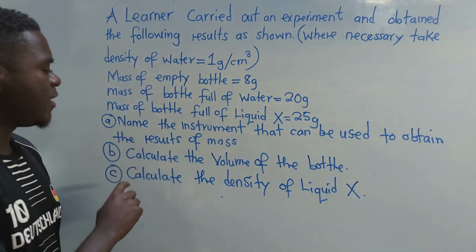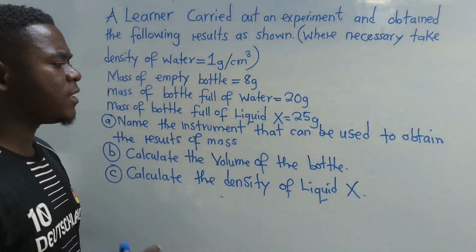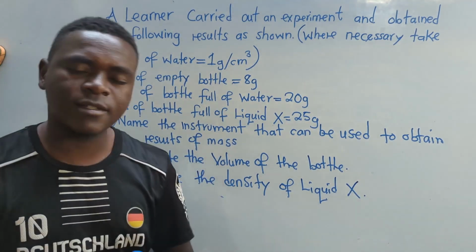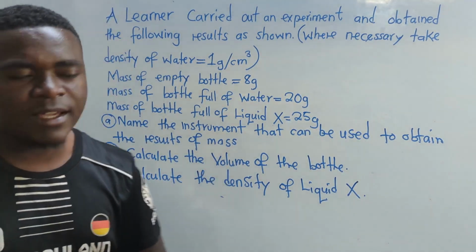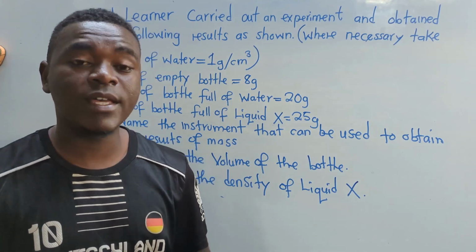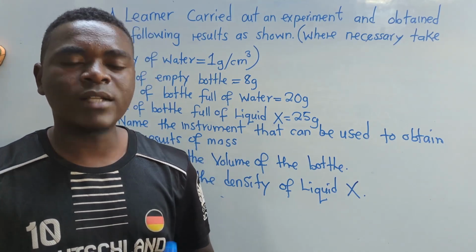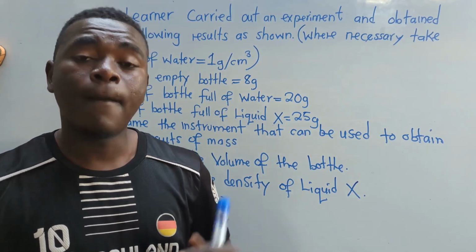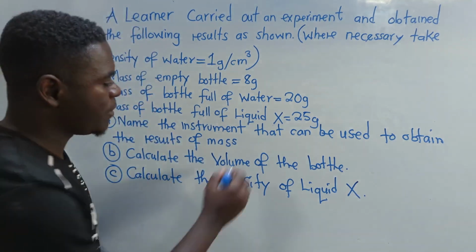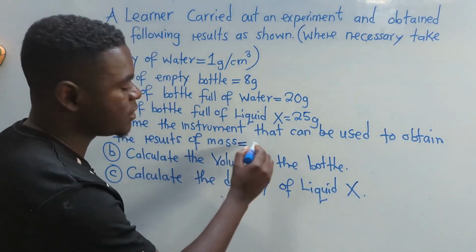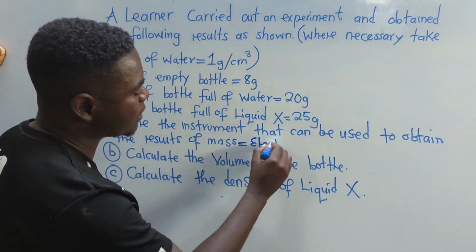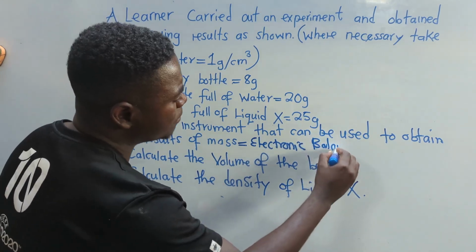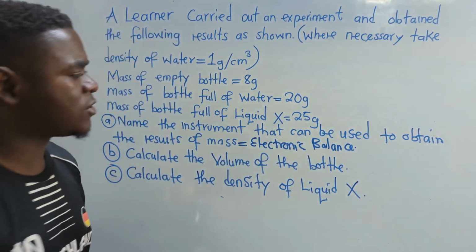The first question is saying, name the instrument that can be used to obtain the results of mass, which is now taking us to fundamental SI units. So what do we call an instrument that is used to measure mass? So an instrument that is used to measure mass is called an electronic balance. We get to use an electronic what? An electronic balance. This is what you need to get.